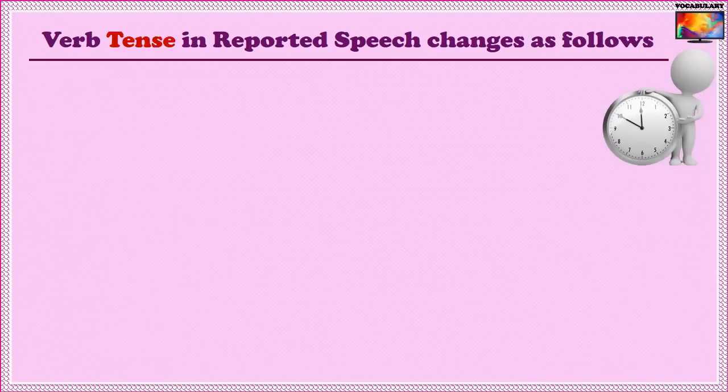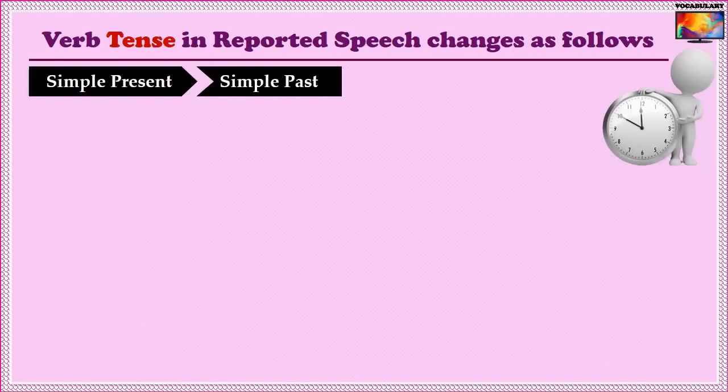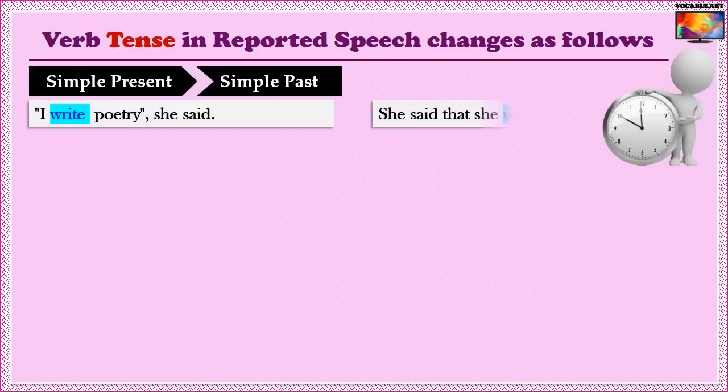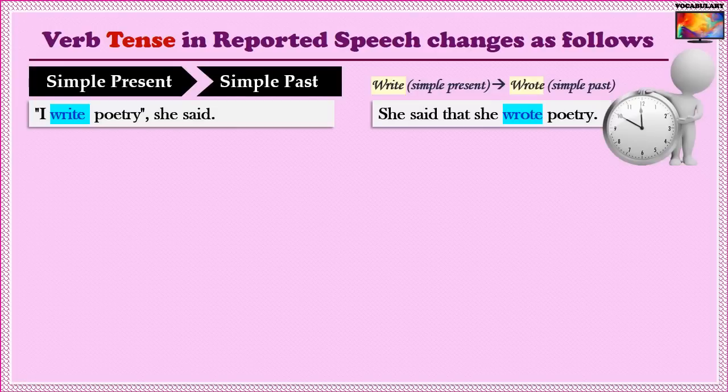First and the most important is the shift in verb tense. When we report what someone said in the past, we usually shift back a verb tense from the tense the speaker used. Major back shifts are: simple present becomes simple past. For example, look at the following sentence in direct speech. I write poetry, she said. The verb write is in simple present tense. The indirect speech for this sentence would be, she said that she wrote poetry. As you may observe, write becomes wrote, which is simple past tense.